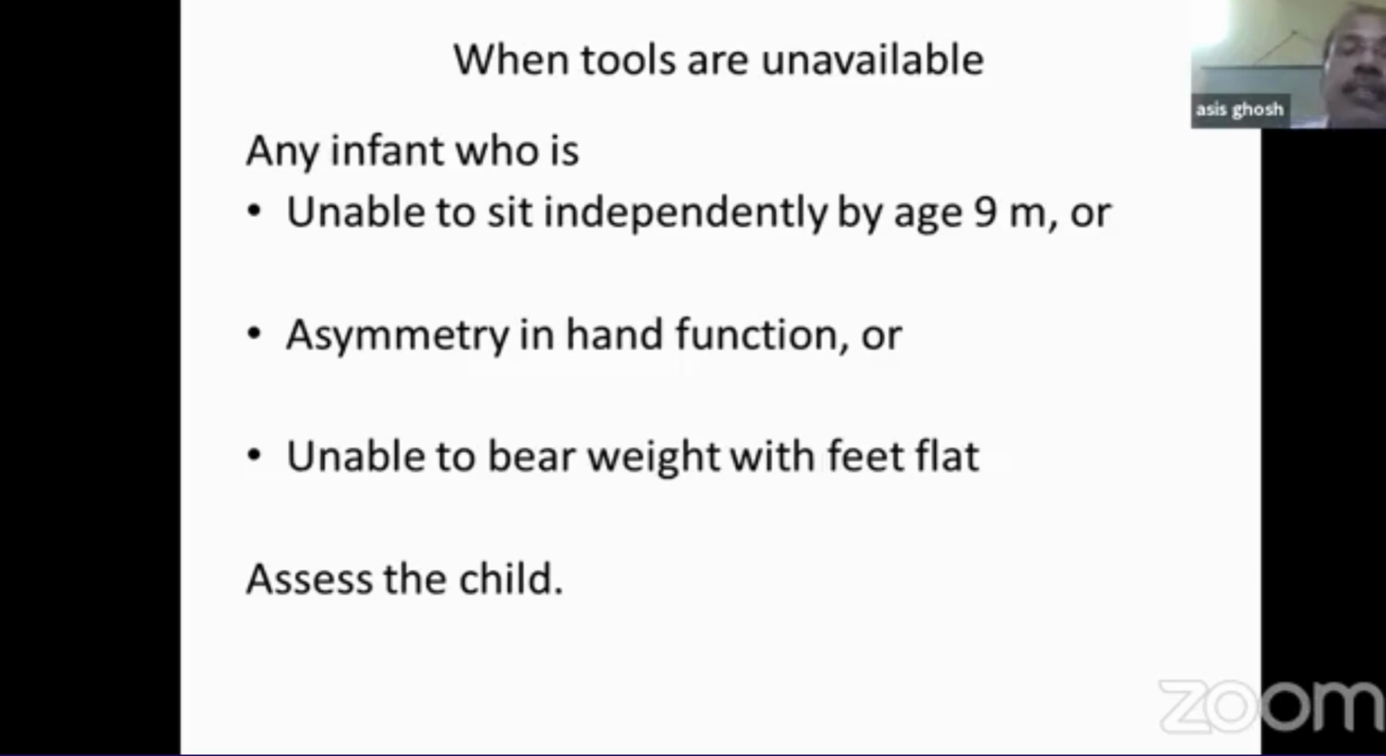If there is asymmetry in hand function or in the body as a whole, where one half is doing more than the other, you will have to assess. Also if the child is unable to bear weight through the feet flat, and you make the child stand on his toes. So don't wait for a day or for a minute. Assess the child, explain the child's problem to the family, and show some activities by which all these problems can be reduced at an early age.